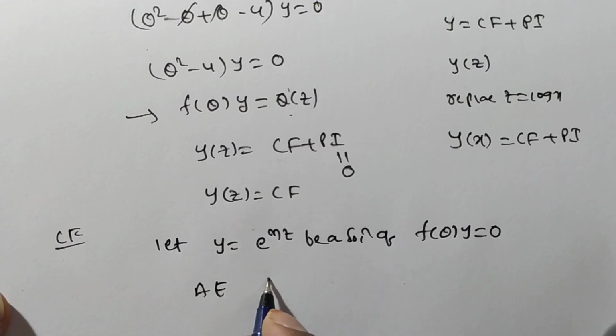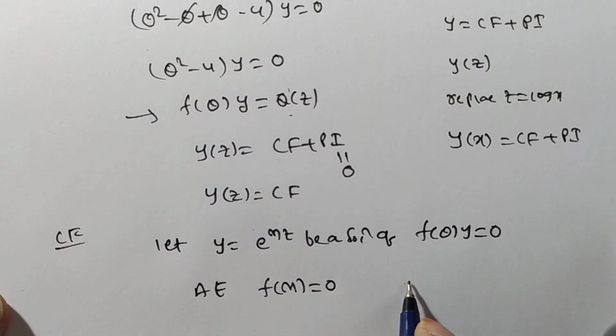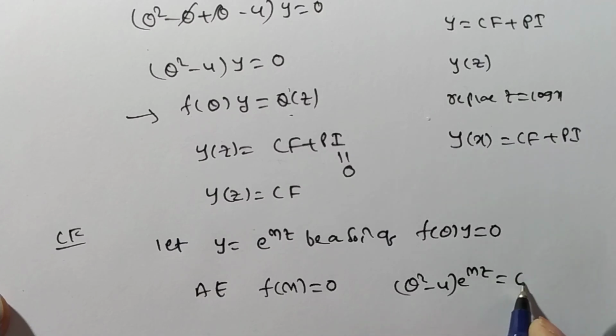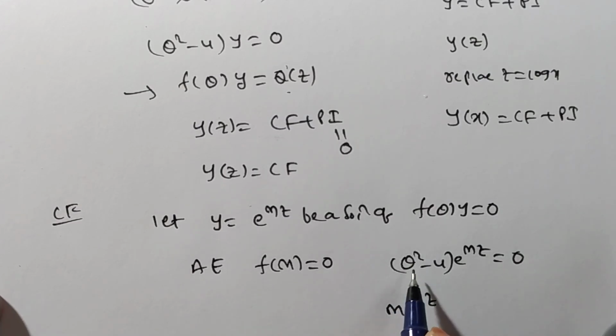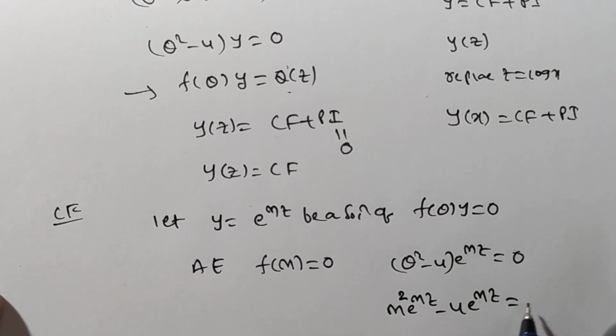That auxiliary equation is f of m is equal to 0. Here you observe, if I replace y with e to the power of mz, what will happen? We are considering (theta square minus 4) into e to the power of mz is equal to 0. Now if you differentiate e to the power of mz one time, you will have m into e to the power of mz, but theta square is there, so we have to differentiate with respect to z twice. So again if you differentiate it, you will have again m into e to the power of mz. So (m square minus 4) into e to the power of mz is equal to 0.